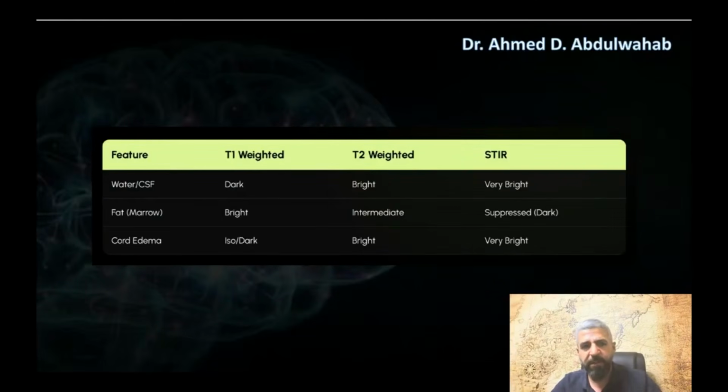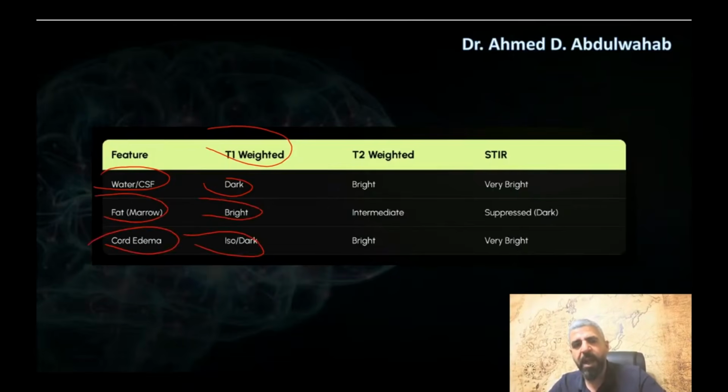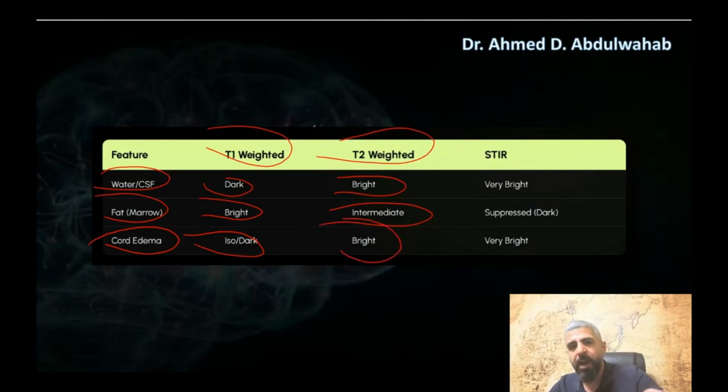So, to summarize all of this: first, on T1 imaging, the CSF will be dark, the fat will be more whitish, and the cord will be isointense. On T2, the water and CSF will be white, while the fat marrow will have intermediate signal intensity, and edema of the cord will be bright. On STIR, the water and CSF will be very bright, while the fat will be dark and the edema will be bright.